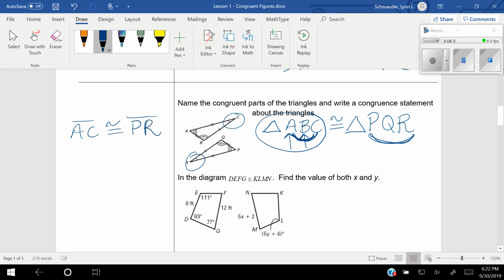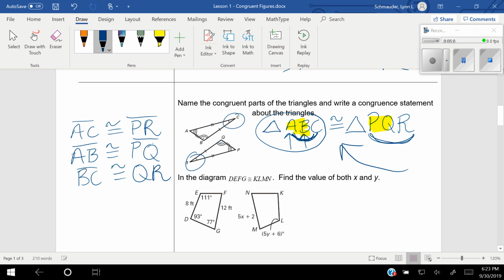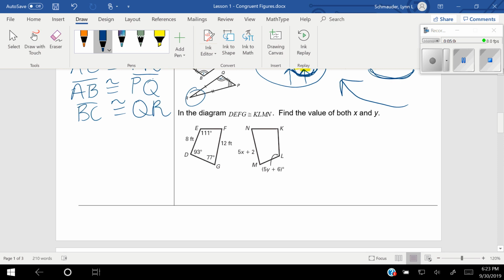I mean, I can do this without even looking at my triangles. I know that AB, side AB here, is going to have to be congruent to PQ. So AB is congruent to PQ. And then BC, side BC, is going to be congruent to QR. So once we have a correct congruence statement, which is what that is, it's very easy for us to label the corresponding sides.